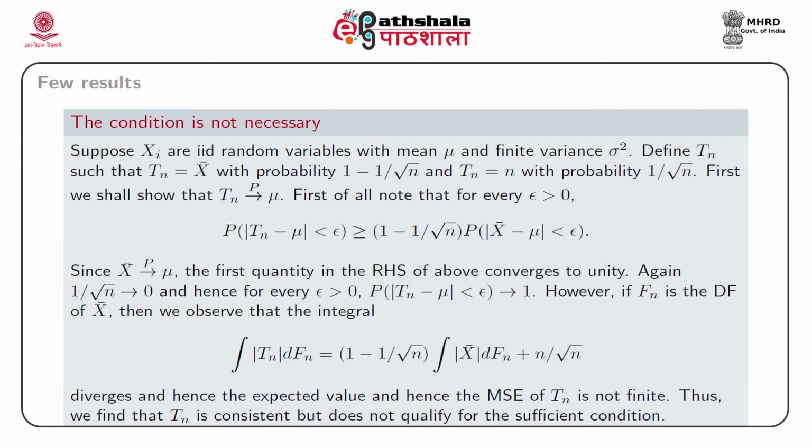However, Tn is a function of X bar. So if Fn is the distribution function of X bar, then we observe that the expected value, that is the integral of the absolute value of Tn multiplied by dFn, which equals 1 minus 1 by square root of n multiplied by the integral of absolute value of X bar dFn plus n divided by square root of n, diverges, and hence the expected value and hence the mean square error of Tn is not finite. So we arrive at an example where convergence in probability, that is consistency, holds, but expectation is not finite. So the sufficient conditions cannot be used in this case.